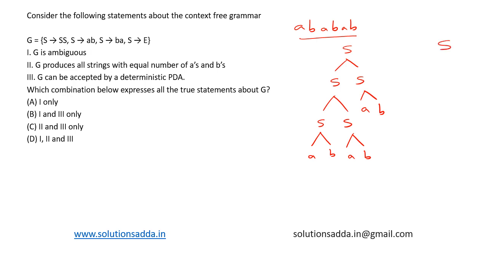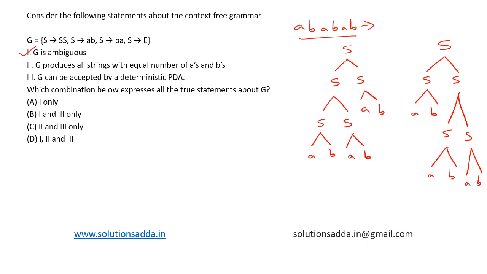Now one more parse tree is possible. That is S derives SS. Now this S can derive AB. This S can again derive SS. And this S can derive AB. Similarly, this S can derive AB. In this manner, more than one parse tree is generated for the same input string. So G is ambiguous. This is correct.